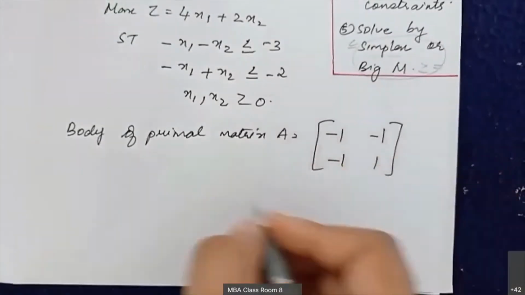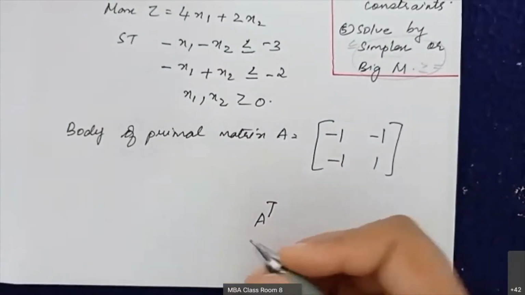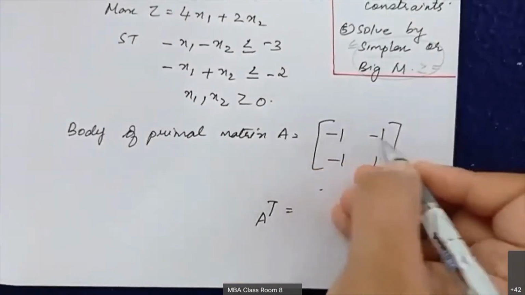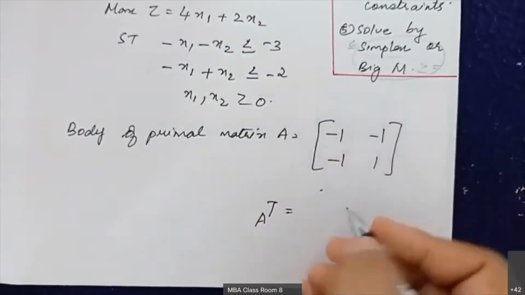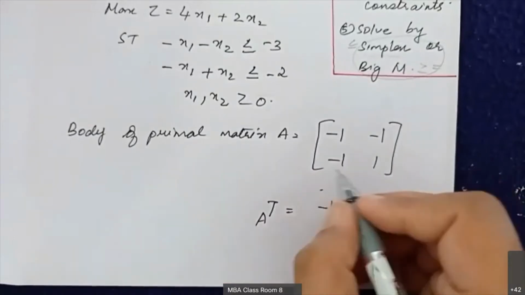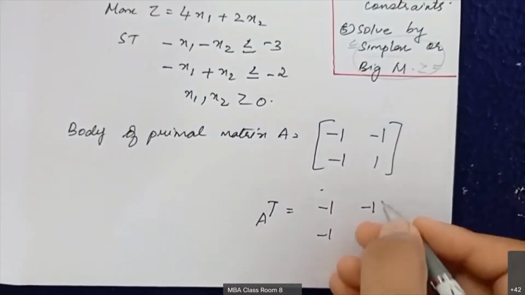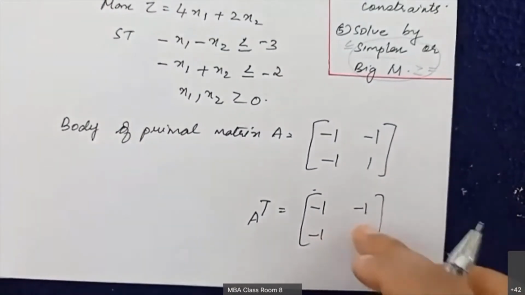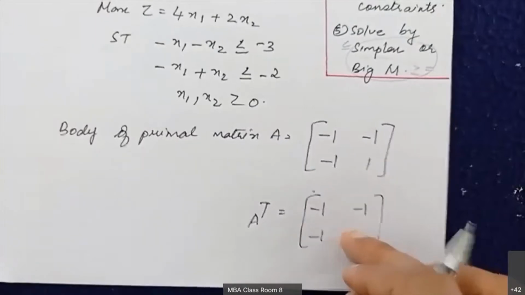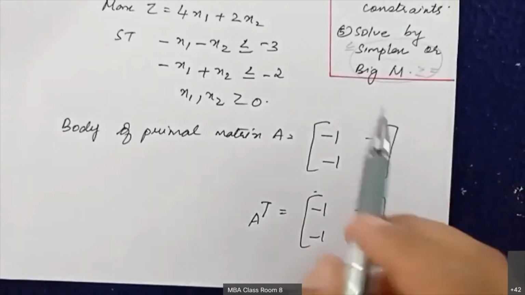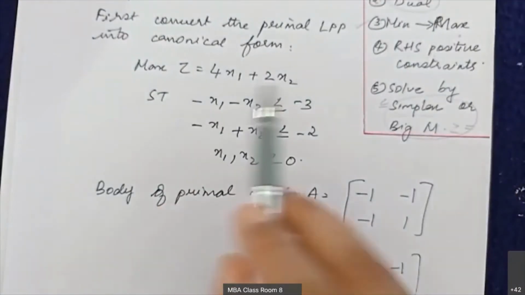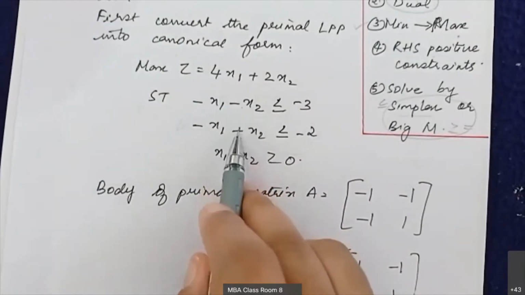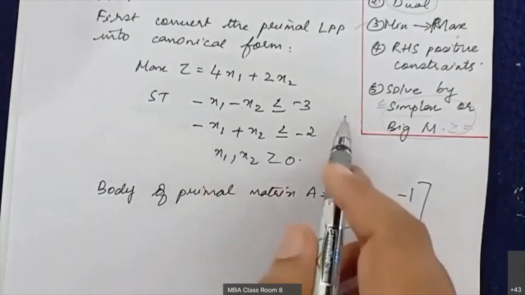Now we are going to take the transpose, written as A raised to the power of T. How will it become? -1 and -1, you will write this in the vertical form. So -1, -1, again -1 and 1. So this is the body of the transpose matrix. This is going to be the body of the dual. In the canonical form, how many constraints do we have? We have two constraints. So we'll have two variables in the dual.